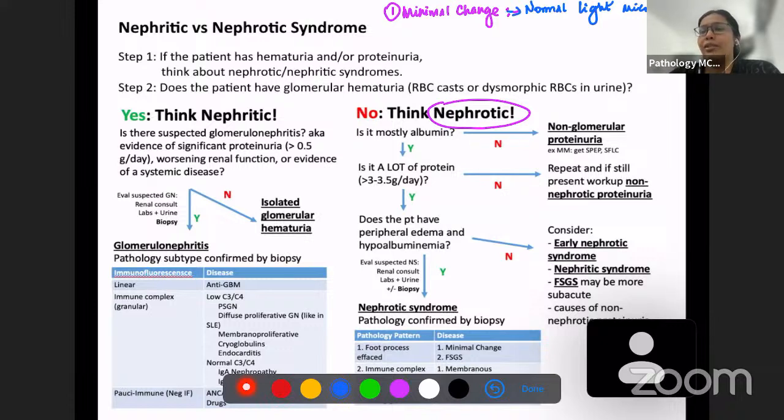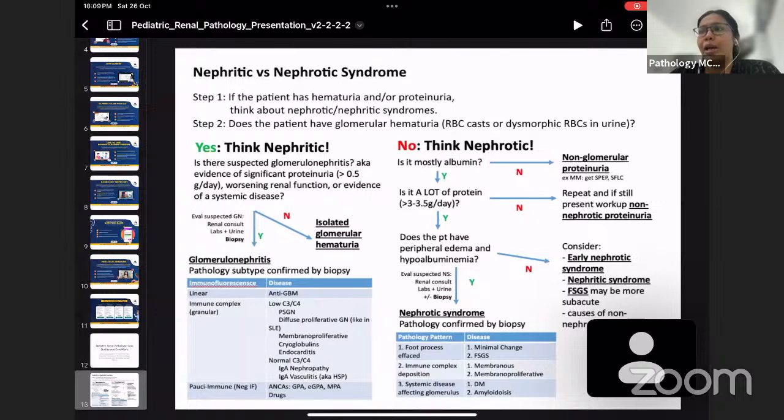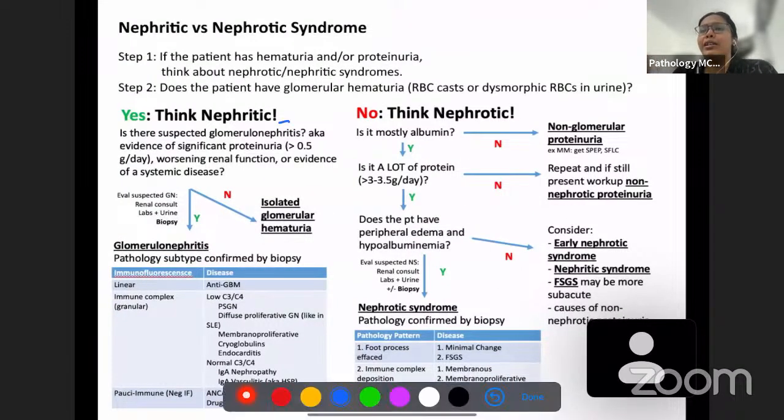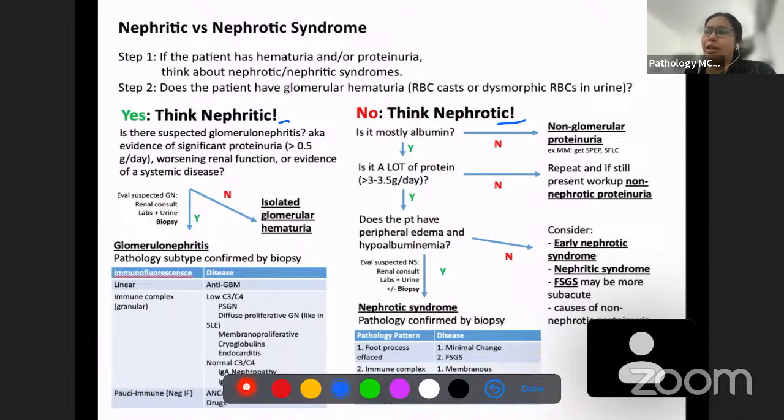Okay. And then another condition which you can be asked is FSGS. Okay, FSGS can also be asked. FSGS usually has foot process effacement and it can also have crescents. Okay, so these are a few things which you have to remember in nephritic and nephrotic. So we'll go ahead and discuss a few cases and then we can see if we can decode it or not.